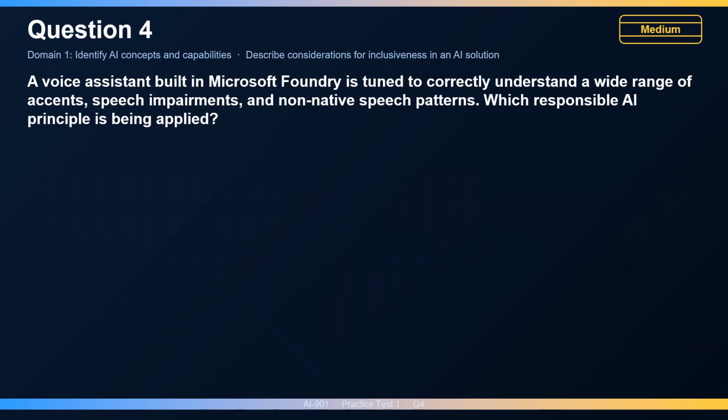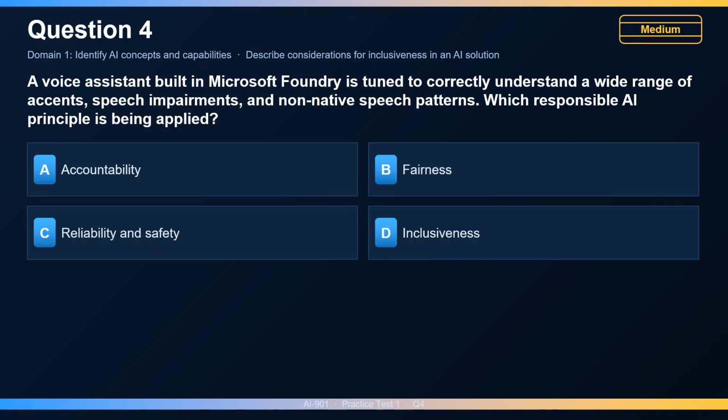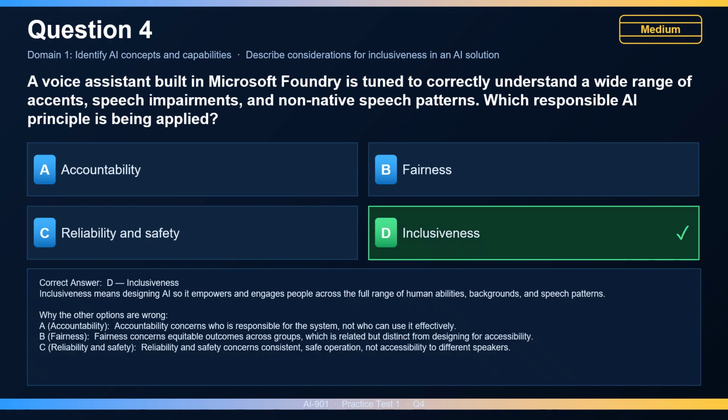Question 4. A voice assistant built in Microsoft Foundry is tuned to correctly understand a wide range of accents, speech impairments, and non-native speech patterns. Which responsible AI principle is being applied? The correct answer is D, inclusiveness. Inclusiveness means designing AI so it empowers and engages people across the full range of human abilities, backgrounds, and speech patterns.